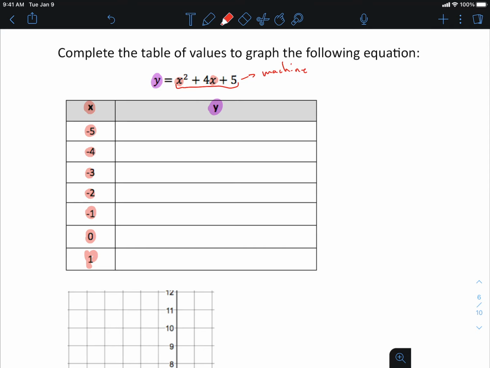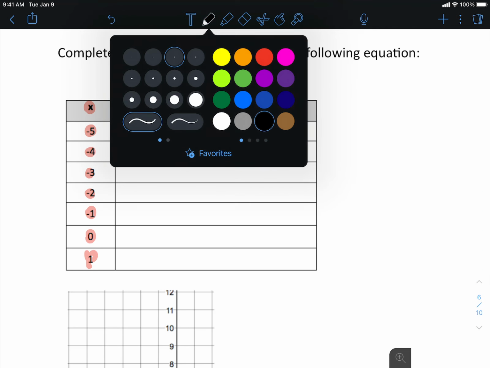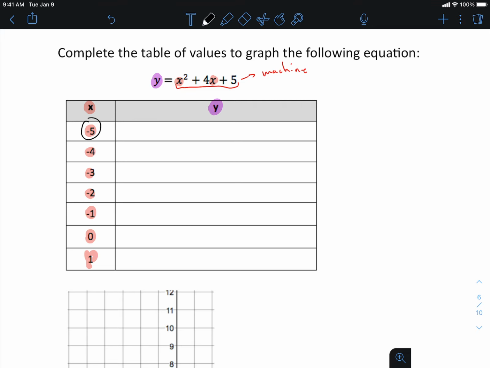So for instance, I'm going to input -5. It goes in where it tells you to put it, and you just do the math. It's a calculator exercise. So just plug it in first. That's squared plus 4 times -5 plus 5. Do the math.